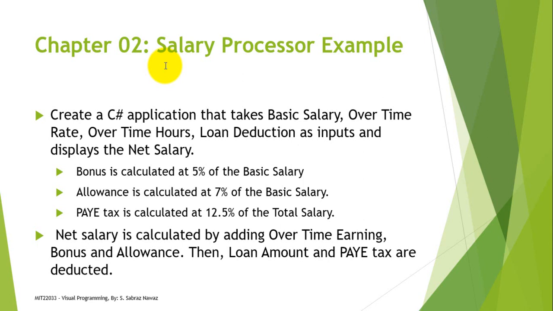So what we will do is get the basic salary and then calculate the total overtime amount, and add it to the basic salary, and then add the bonus amount as well as the allowances amount, so that we come out with the total salary. We will calculate the pay tax at the rate of 12.5% of the total salary, and then from the total salary we will deduct the loan amount as well as the pay tax, so that we will have the net salary. So this is going to be our process.